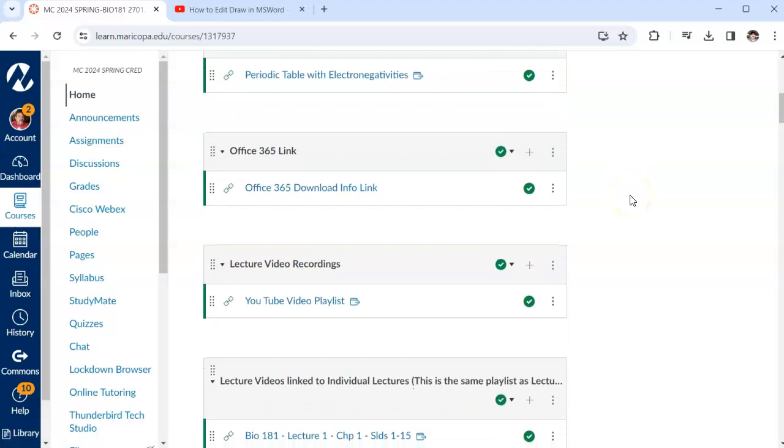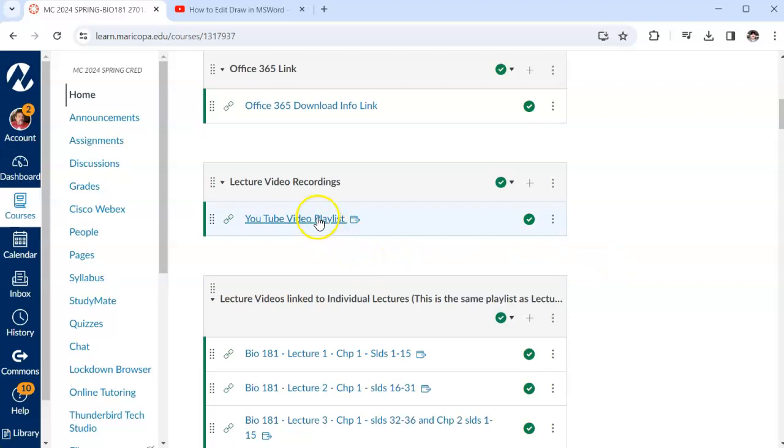Every student that enrolls at Mesa Community College or any Maricopa Community College has access to Office 365, so that you can download, open and edit Word documents and PowerPoints and all that other stuff that I use during the class. This is the lectures that you're going to be watching.